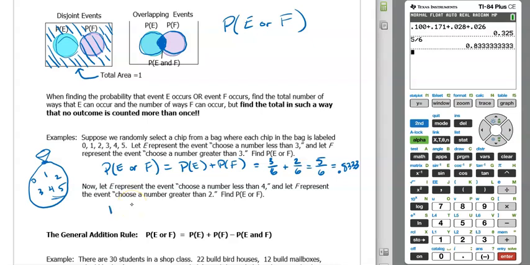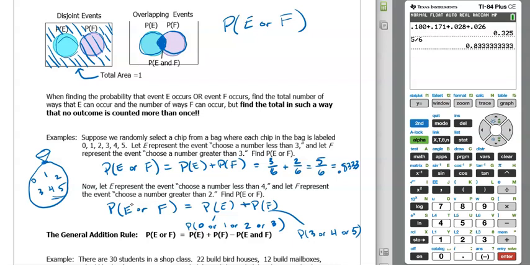And so what we can come up with is this probability of either something less than 4, which is E, or something greater than 2, which is F. If you think about it, this probability for E is already the probability of getting something less than 4, so either a 0, or a 1, or a 2, or a 3. And then see, we're going to add them. The probability for F is going to be the probability of getting something greater than 2, so either a 3, or a 4, or a 5.